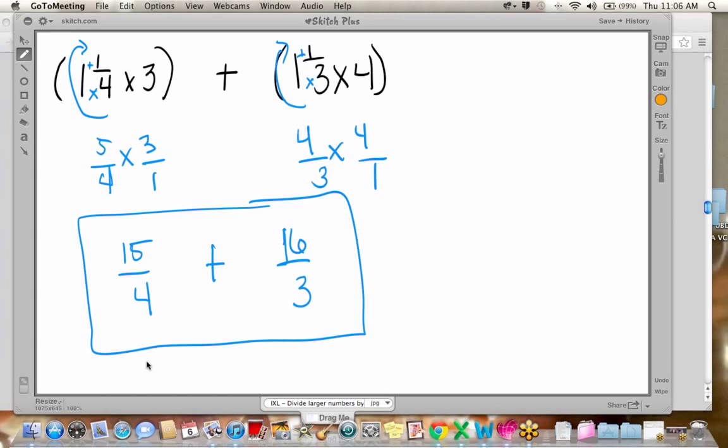So I'm going to switch these so that I'm able to actually add them up. Okay, so here's my step. How many groups of 4 fit into 12? 3, right?